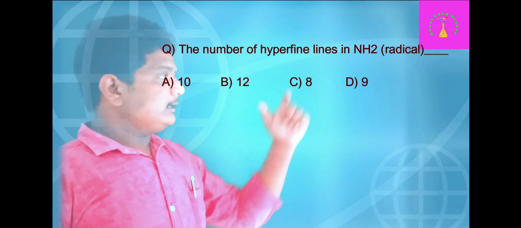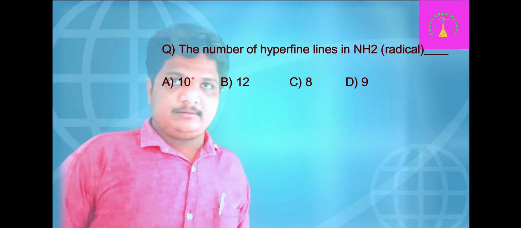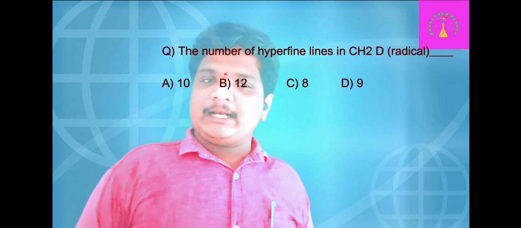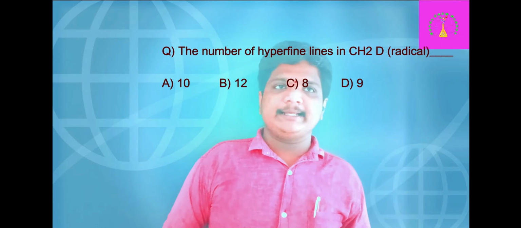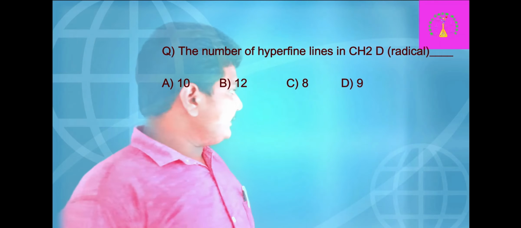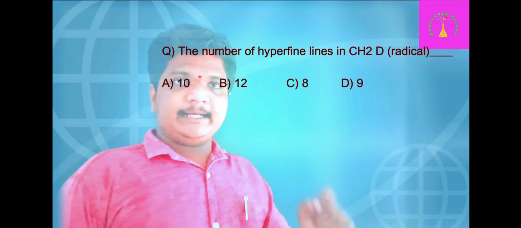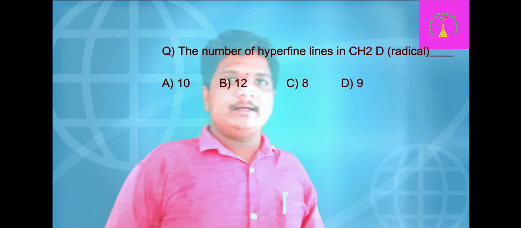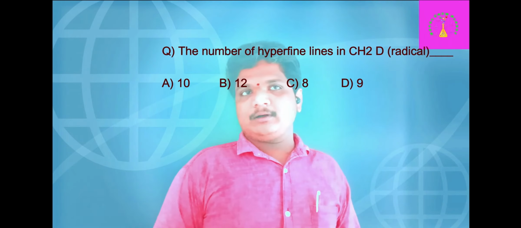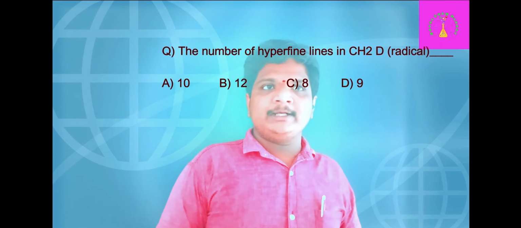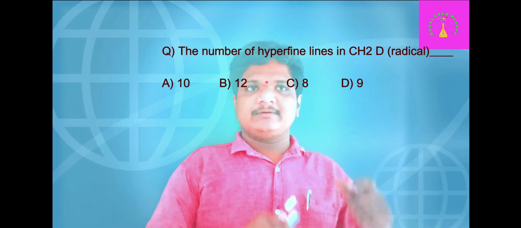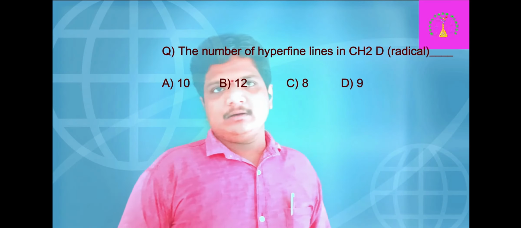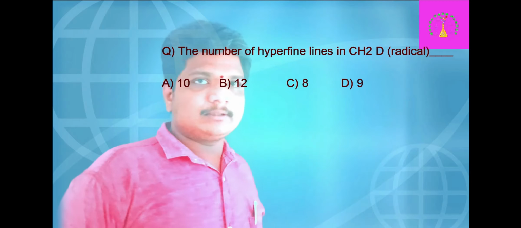The correct option is D, that is 9. Move on to the next question. The number of hyperfine lines in CH2D radical. Option A is 10, option B is 12, option C is 8, and option D is 9. Now how many hyperfine lines do we observe in the case of CH2D radical? Let us solve this question.